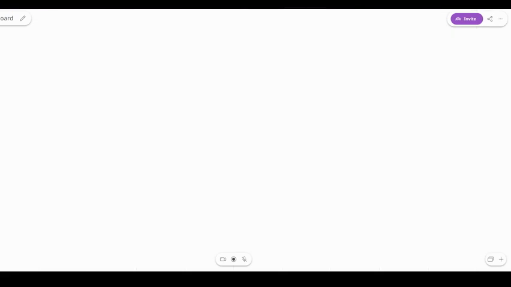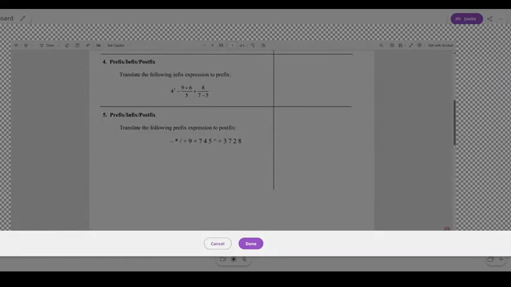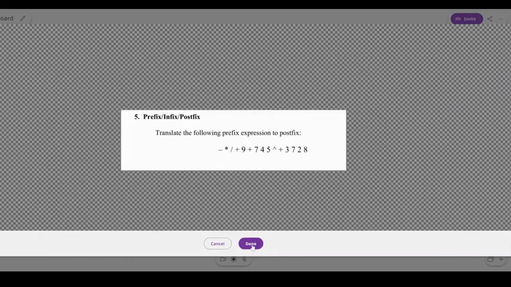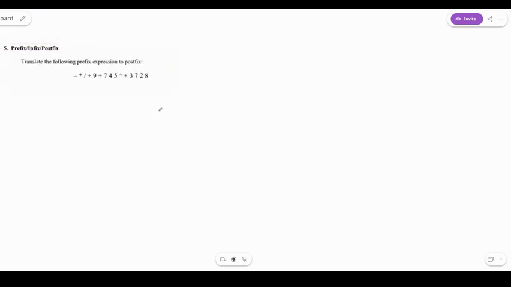Alright, then let's do another problem, and this will be the last example problem that we do today. Here's the problem. Translate the following prefix expression into postfix. So I think it is definitely possible to go straight from prefix to postfix, but the easier method is to first go to infix. Oh, wrong color.